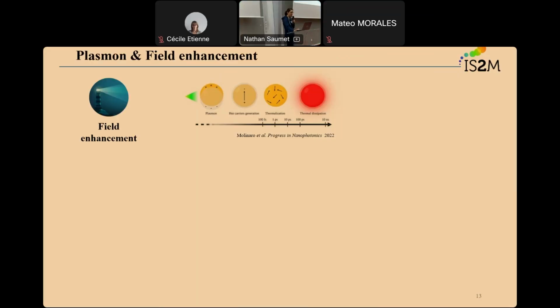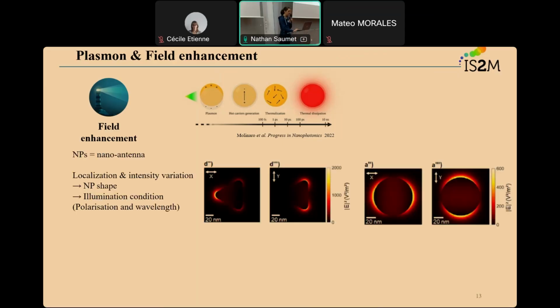When we shine light on a nanoparticle, it will induce a strong field enhancement. So the nanoparticle will act as a nano antenna. It's like a classical antenna, but at the nanometric scale. For example, here we have the field enhancement around triangles. The field enhancement is located at the tip of the triangle here for a given polarization. So it gives a directivity like an antenna.